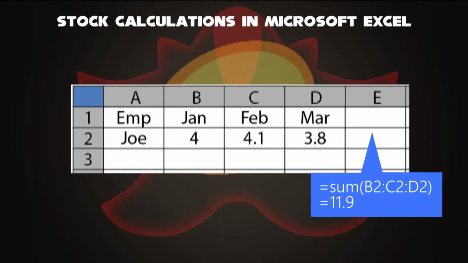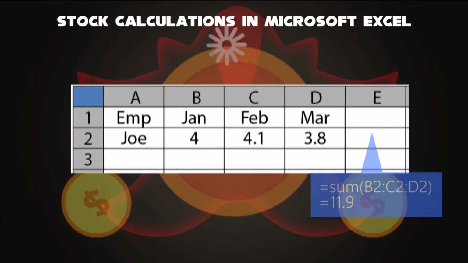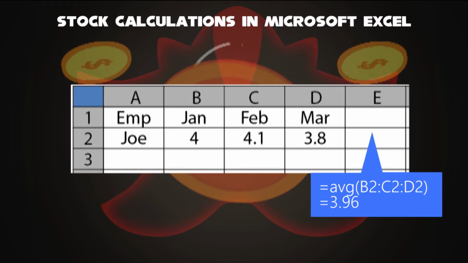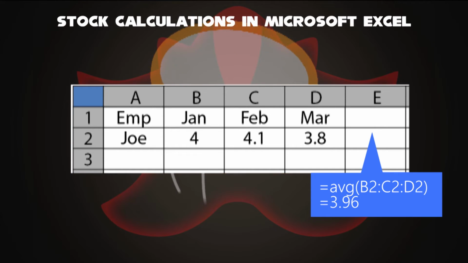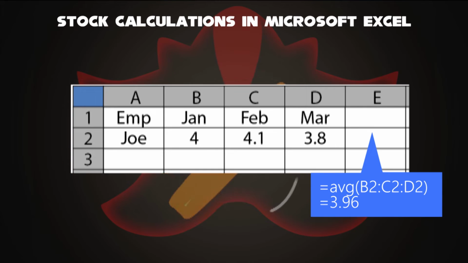The sum becomes $11,900. That is 11.9. Similarly, with the average, in the same way, we get $3,960 or 3.96. Thank you for explaining, Ben.